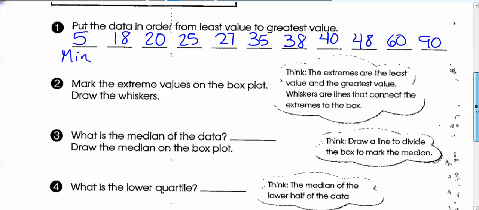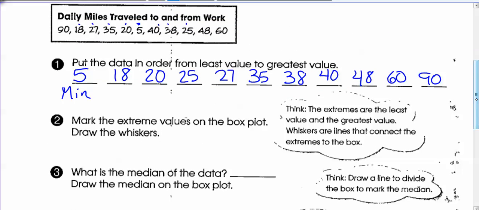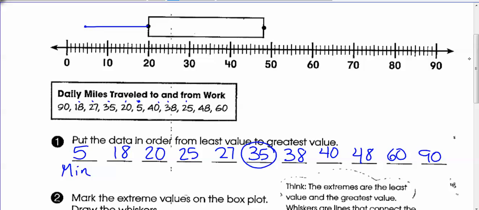And then, what is the median of the data? Draw the median on the box plot. So we're going to count into the middle. On your paper, this will be easy enough, or we could just count how many numbers we have. We have 1, 2, 3, 4, 5, 6, 7, 8, 9, 10, 11, plus 1 is 12. 12 divided by 2 is 6. So 1, 2, 3, 4, 5, 6 should be 35. That leaves us with 5 on the left-hand side. So 5 values were less than 35. 5 values were above 35. So 35's our median. So you're going to go to 35 and draw a vertical line to split that box where the median is. Okay.